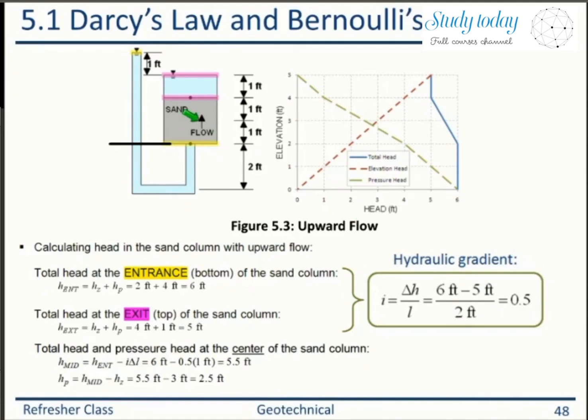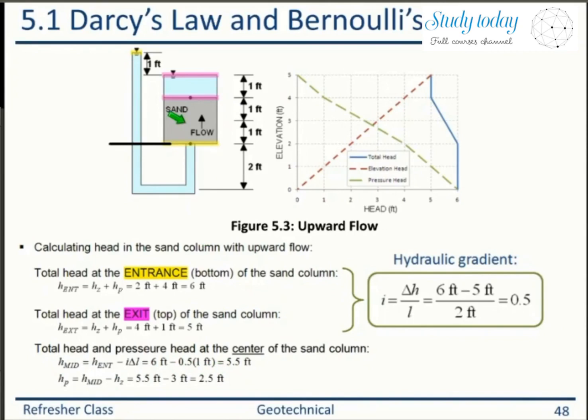If you want to calculate at the midpoint, first calculate the total head. Total head would be total head at the bottom minus hydraulic gradient I multiplied by the distance from here to there. So total head at the bottom is 6 feet. Hydraulic gradient I is 0.5 and the length from here to the midpoint is 1. So 6 minus 0.5 times 1 gives you 5.5. Total head at the midpoint is 5.5.